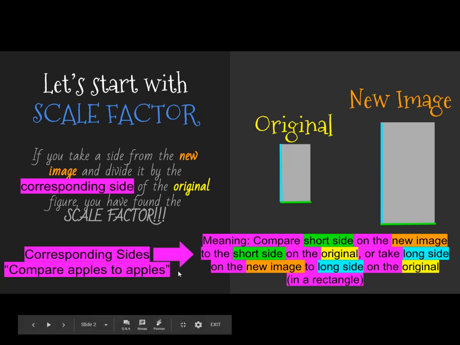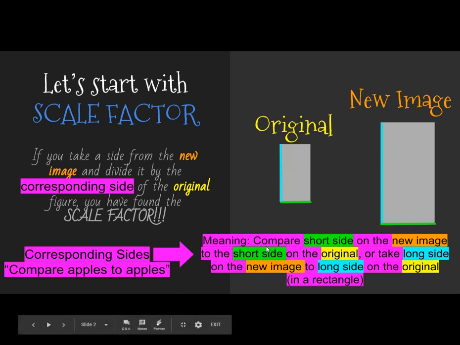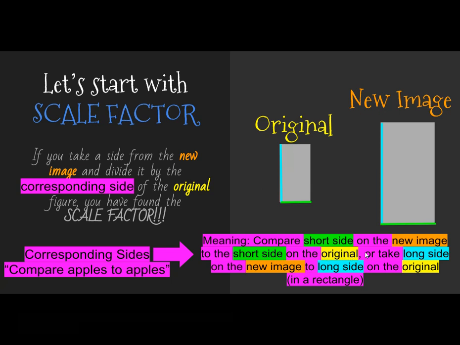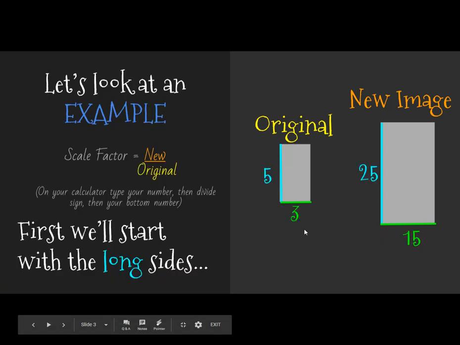We call this comparing apples to apples. When somebody says you're comparing apples to oranges, it means you're comparing two things that don't go together. But if you notice, my two long side lengths are both blue. That's like apples to apples. So when we compare the short side on the new image to the short side on the original, or the long side on the new image to the long side on the original, that's what we want to make sure that we're doing.